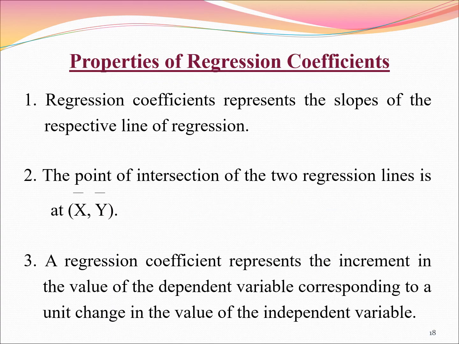Let us see a few properties of regression coefficients. Regression coefficients represent the slope of the respective lines of regression. The point of intersection of these two regression lines is the mean of the two variables. A regression coefficient represents the increment in the value of the dependent variable corresponding to a unit change in the value of the independent variable.